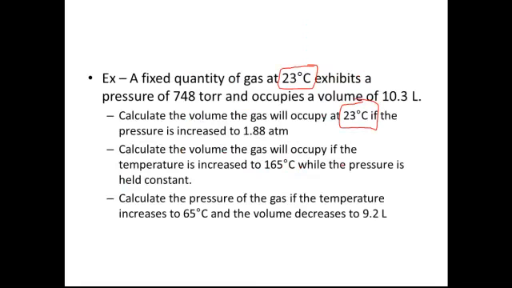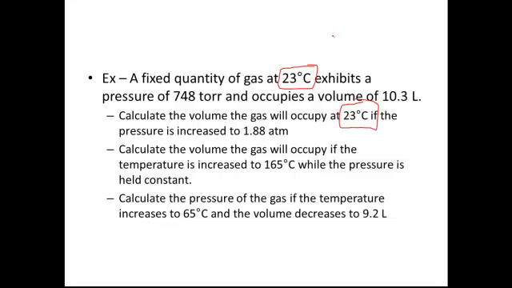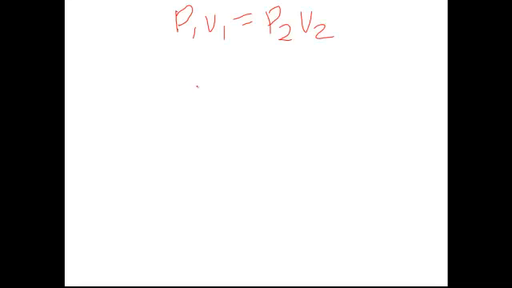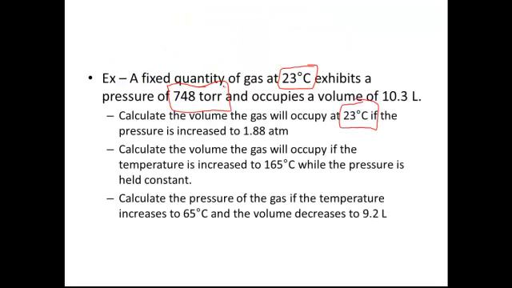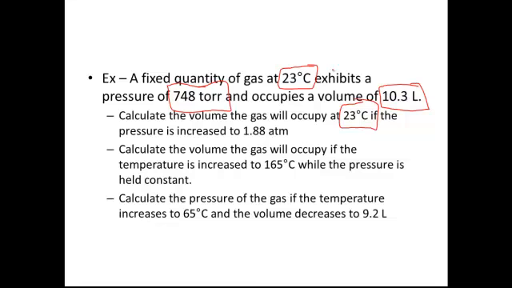So let's go ahead and go to our next slide. If we're going to use Boyle's law, P1 V1 equals P2 V2, what is our initial pressure? 748 torr. Our initial volume, and sorry, I have to keep going back because it's on this other slide, is 10.3 liters. Our final pressure, the pressure is increased to 1.88 atmospheres.